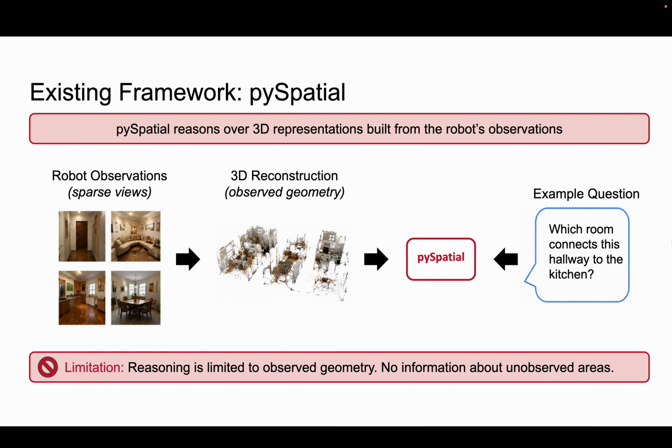The challenge is that this reasoning depends on the underlying representation. If that representation was constructed from only a few observations, then large portions of the environment simply aren't represented. In other words, Spatial can reason very effectively over what it knows, but its knowledge is still largely constrained by what the robot has already observed. That limitation motivated the central idea behind my work this summer.